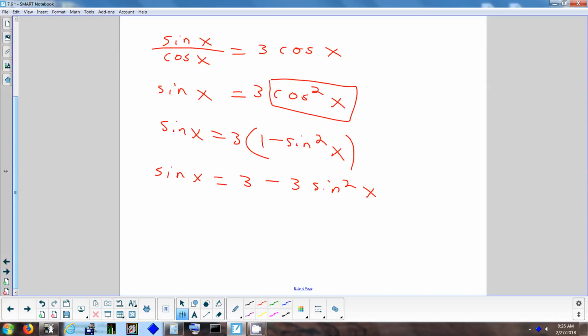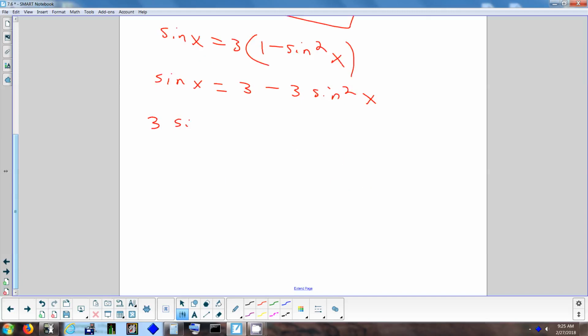Yeah, John? Add 3 sine squared to both sides. Yeah, we're going to add the 3 sine squared, and then what about the 3? Subtract. We're going to subtract it. So we're going to end up with 3 sine squared x plus sine x minus 3 equals 0. Now we've got a quadratic equation, but I don't think that one is factorable. You can try, but I'm almost positive it doesn't factor.